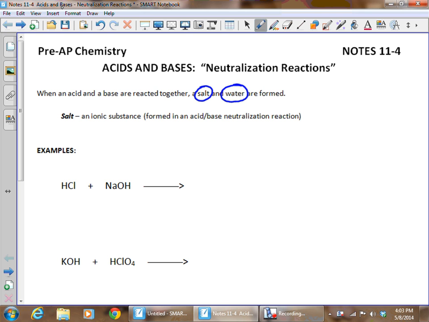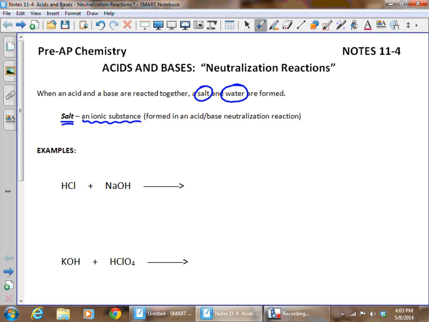Now remember, there are lots of different kinds of salts. A salt is not just sodium chloride, the kind that we eat and put on our table and put on our hamburgers and tomatoes. A salt is any kind of ionic substance. And these ionic substances are formed in an acid-base neutralization reaction.